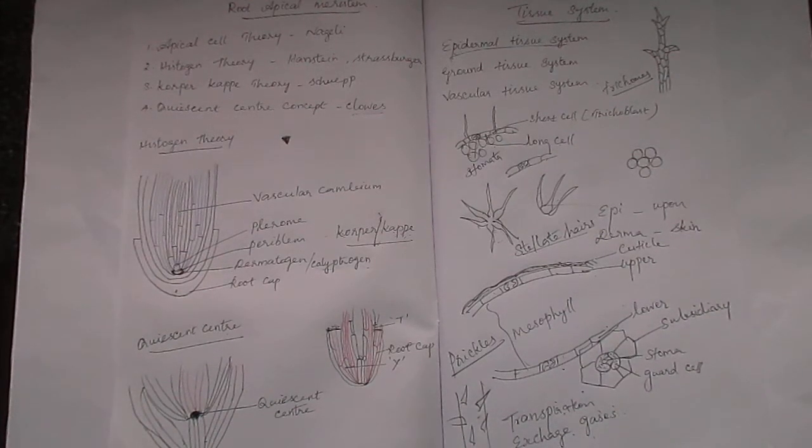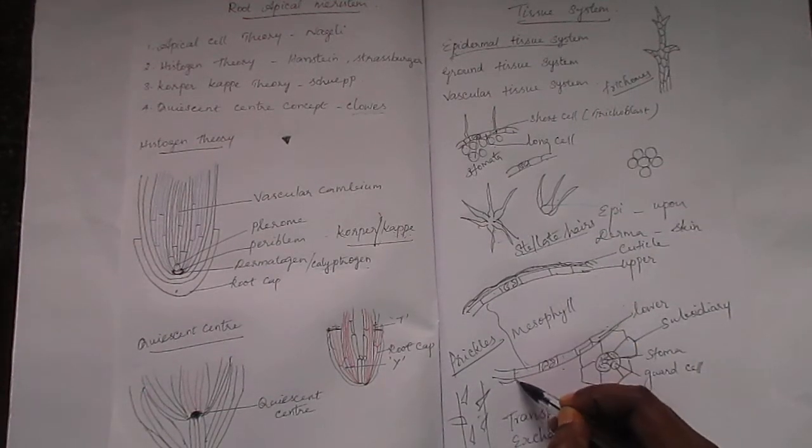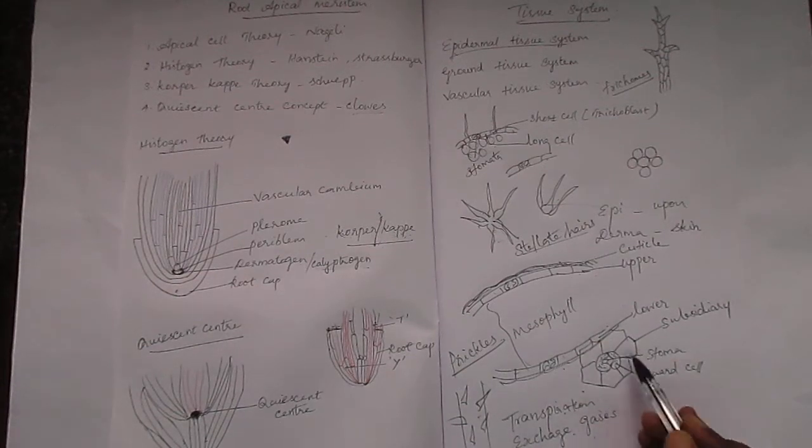Now, what are the functions of the epidermal tissue system? In the shoot, it checks excessive loss of water due to the presence of the cuticle. The epidermis is the outermost layer of the root, stem as well as the leaf, which protects the underlying tissues. Stomata are involved in transpiration and gaseous exchange.